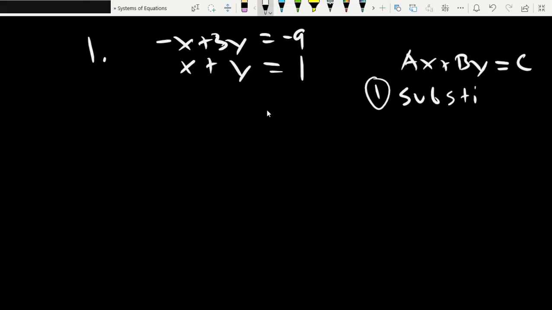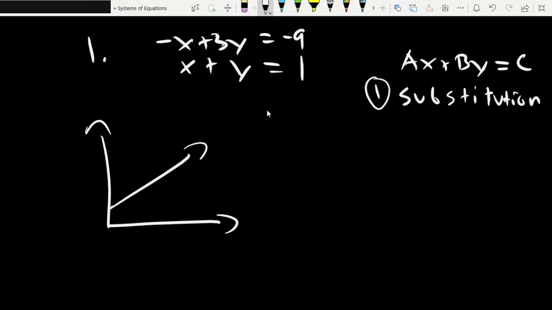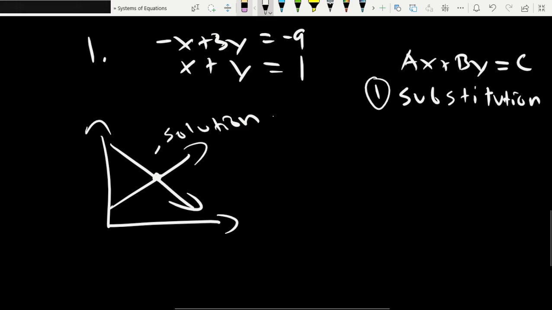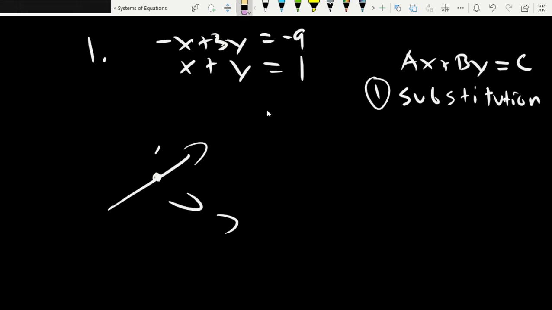Remember, solving for systems of equations is just finding the solution, so just finding where these two lines intersect. On the graph, these two lines are going to intersect somewhere. One's going to go like that, one's going to go like that, and that's our solution. Remember from the graph, or from the table above, that's how it works. So these two lines must intersect at some point. Okay, so let's get right into it.